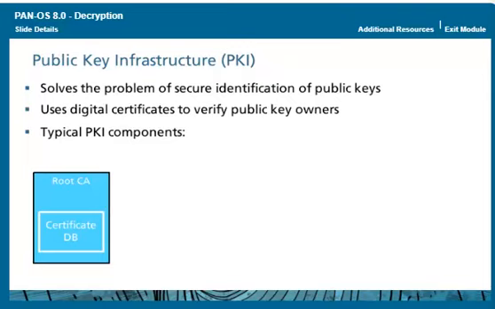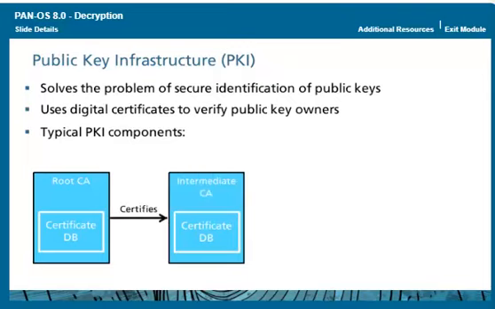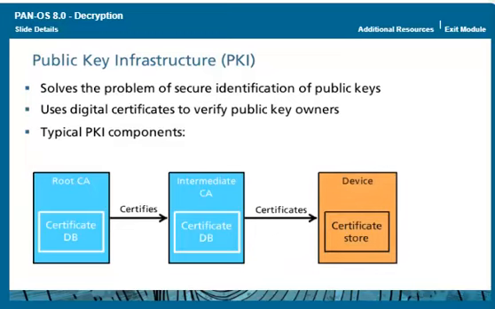An intermediate CA is certified by a root CA to issue certificates or to certify additional lower-level intermediate CAs. Each CA has a certificate database that stores certificates, revokes certificates, stores certificate requests, and issues certificates. Devices use a certificate store to store their private keys and the certificates they have been issued. They also maintain a list of trusted CAs. This list of trusted CAs can be updated by a user or by a device software update.